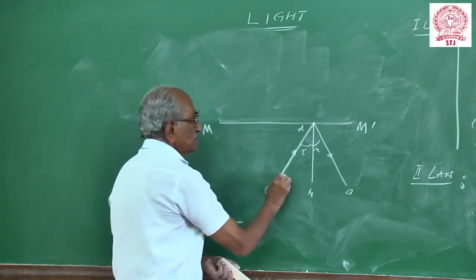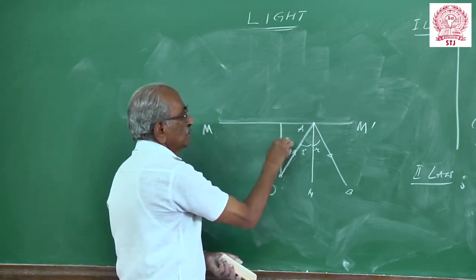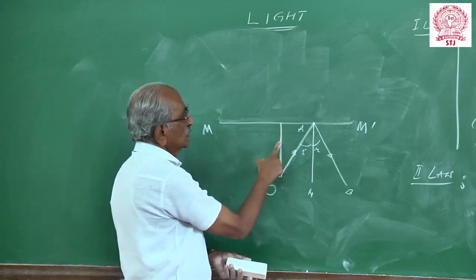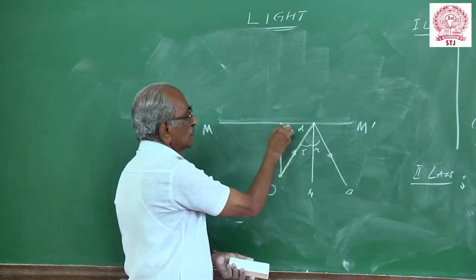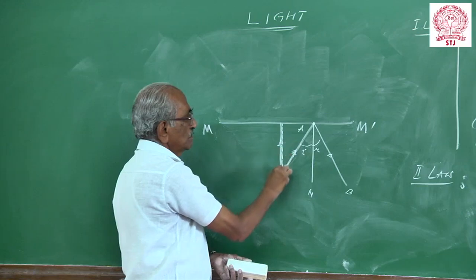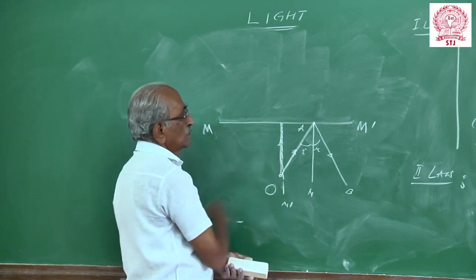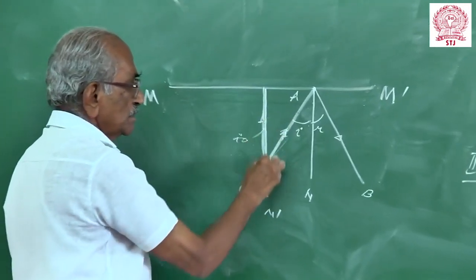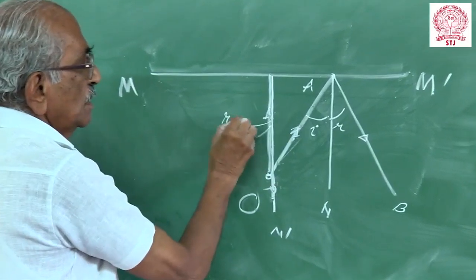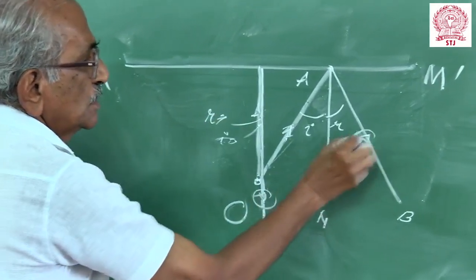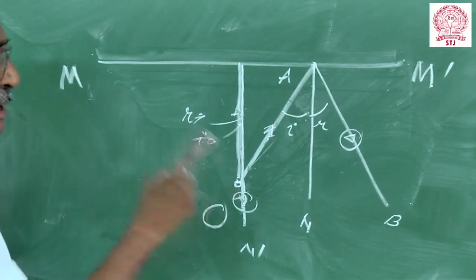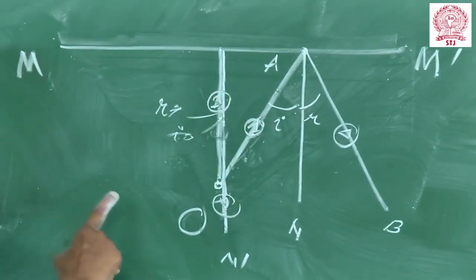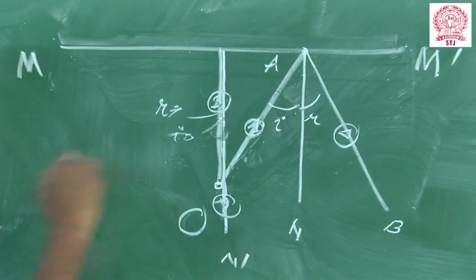Now take another ray. See, another ray, normal. This is the normal. Angle I is zero, reflected ray, this is how it comes back, R is zero. Now this is the reflected ray. Now I have taken only two, you can take any number. This is one, this is two. Now after falling on the mirror, they come back like this.